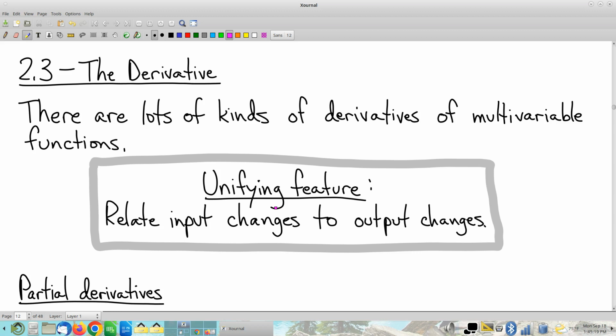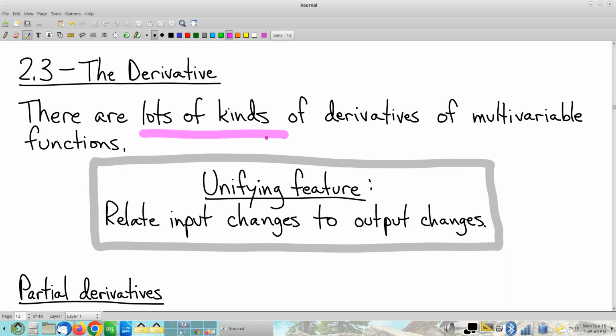Y'all remember derivatives from single variable calculus. We're going to talk about how to do derivatives in multivariable calculus. First thing to know: it's not just that there is a single kind of derivative. Calc 1 was convenient in that there was a derivative, end of story.